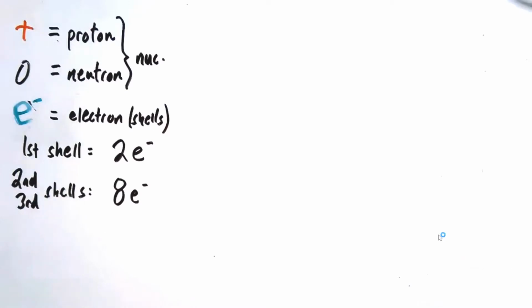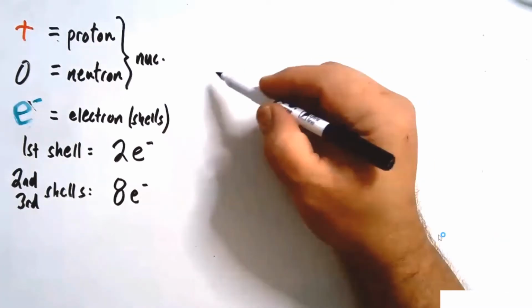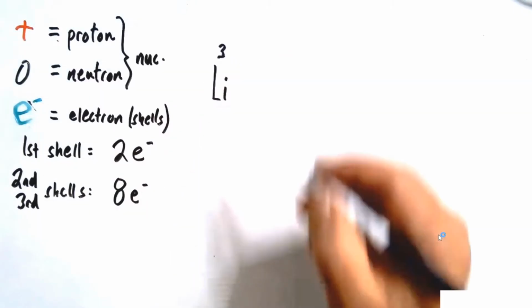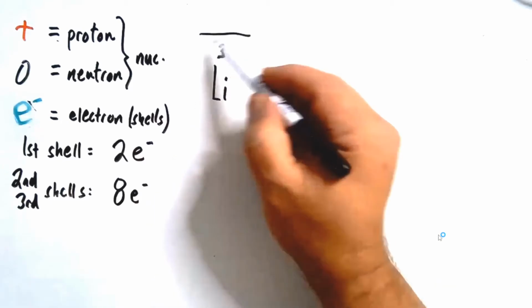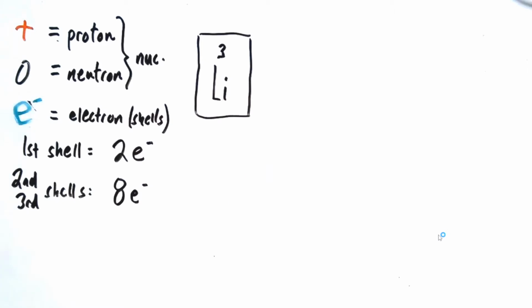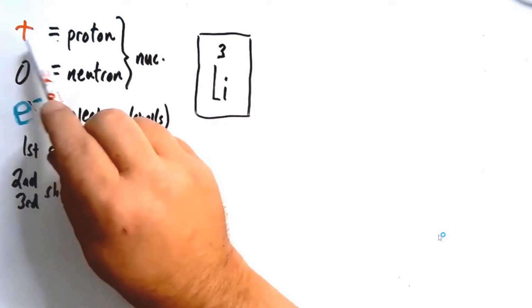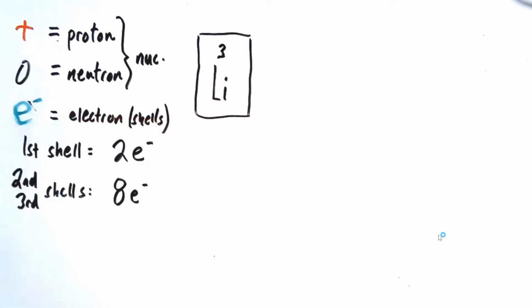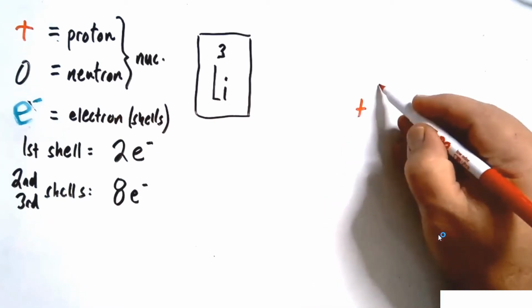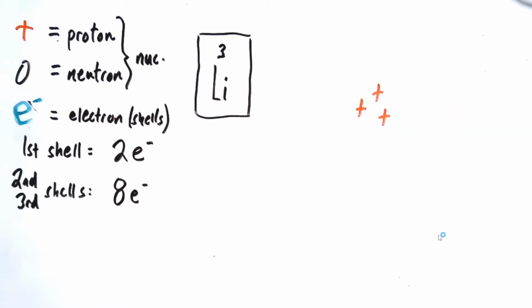Okay, so what we're going to try to do is just try to draw something. So I'm going to start off with lithium, and the symbol for lithium is Li, and I'm going to write the atomic number of lithium above it. I'm going to make a little box. Now, since I know that lithium has an atomic number of 3, I know for a fact that it's going to have 3 protons in its nucleus. So taking my little red pink pen, I'm going to make 3 little plus signs. And they represent the 3 protons in a lithium nucleus.